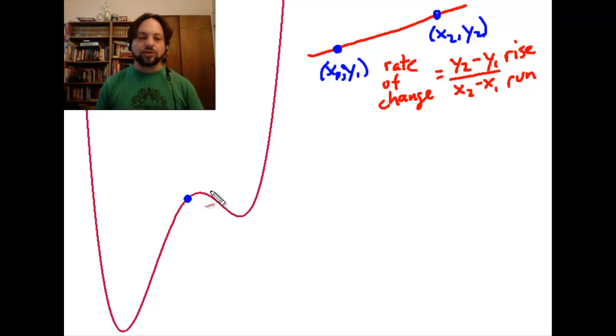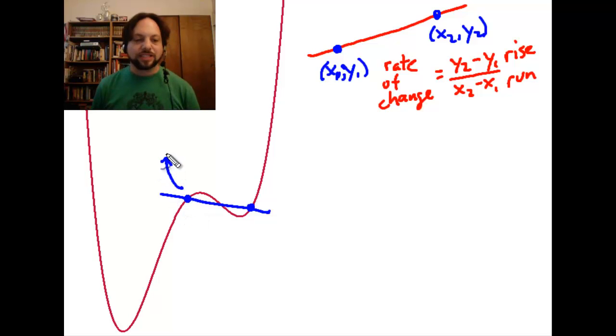Now, the way we're going to do this is by constructing a series of secant lines. So we need to discuss what is a secant line. And you should already be familiar with this idea. A secant line is simply a line that passes through a function in 2 spots. So, there's a secant line right there.